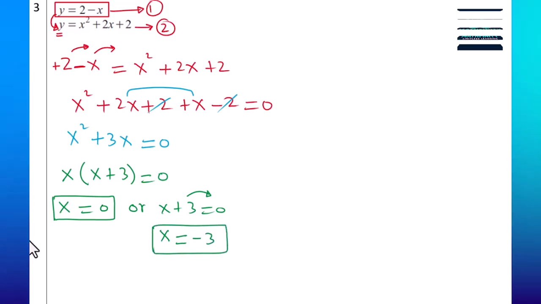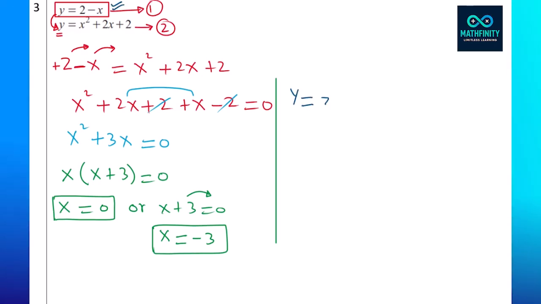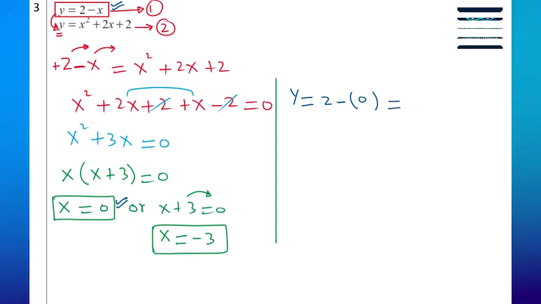After finding the x values, you have to make the column to find out the values of y. These values you can substitute in any one of the given equations, either in equation 1 or 2. But as I told you already, the easier one will be the linear. So we will substitute in the first one. We can write y is equal to 2 minus, in place of x, we have to substitute. So first I will substitute 0. What is the answer? 2 minus 0 is 2.